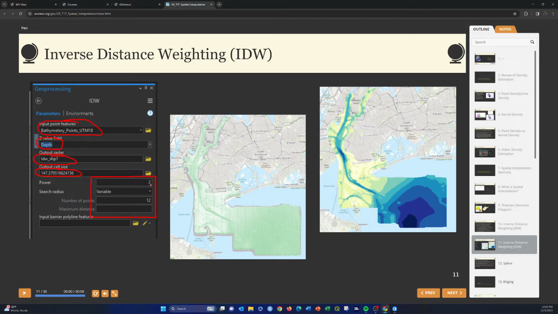So we're using a power of 2. Again, the higher the power, the faster the weighting tapers off with distance. We're using a variable search radius, so it's not a fixed search radius. We can look out as far as we want, and we're going to use the nearest 12 points. And we're not setting a maximum distance, so it can look out as far as it wants to find those 12 points. So effectively, for every location, it's going to find the nearest 12 points, regardless of how far away they are, and it's going to take an average in such a way that the nearer points have a higher weighting than the ones that are further away. So that's inverse distance weighting.